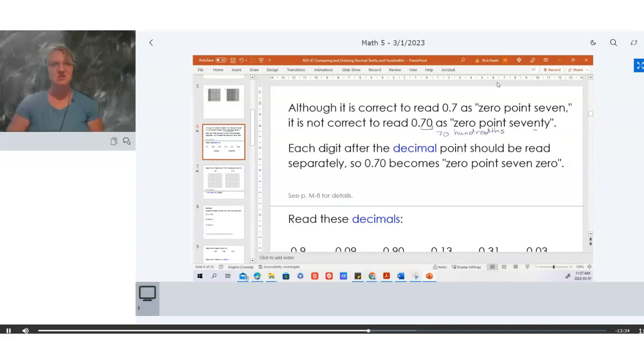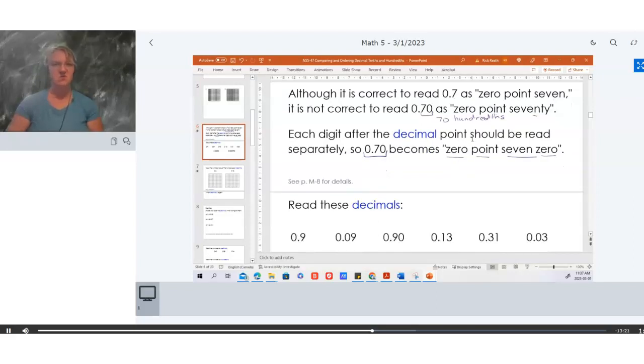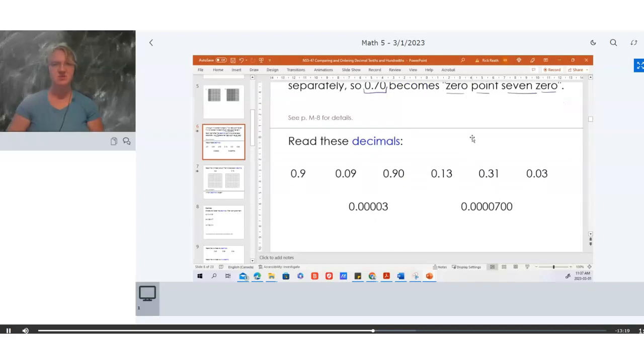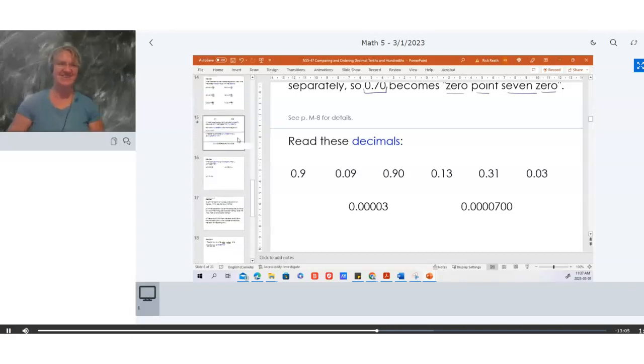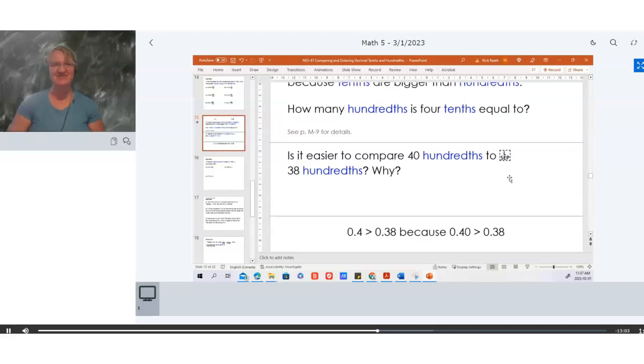Okay. Each digit after the decimal point would be read separately. So if we're reading 0 and 70 hundredths, we could also read it as 0.70. Okay, and then it's just got some examples there. So it's just two different ways to read the same thing, and you just have to get used to reading it the right way. And it's easy to get confused. Just be careful that you don't. That's basically what it comes down to.